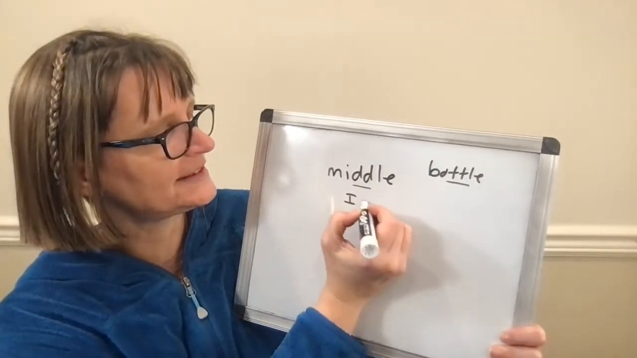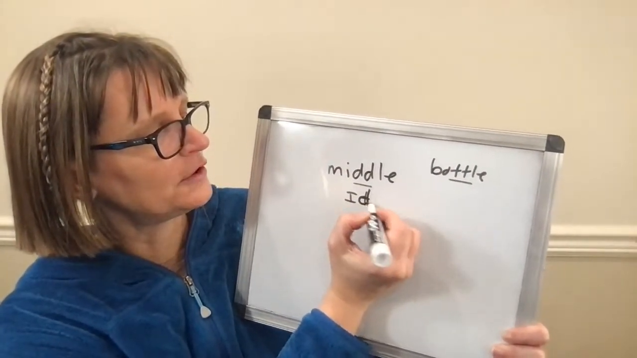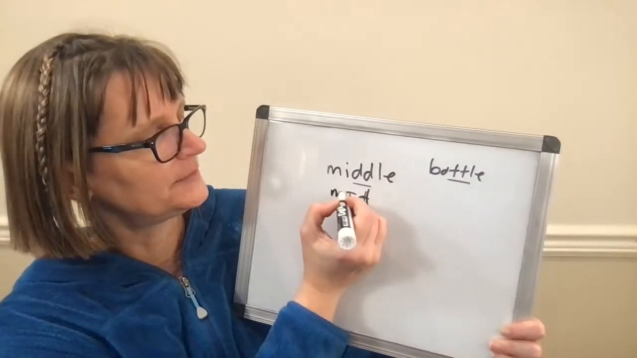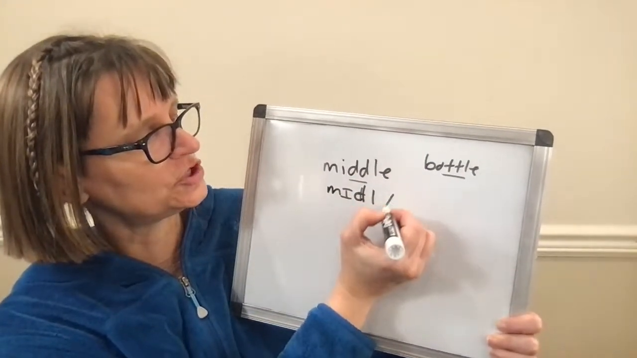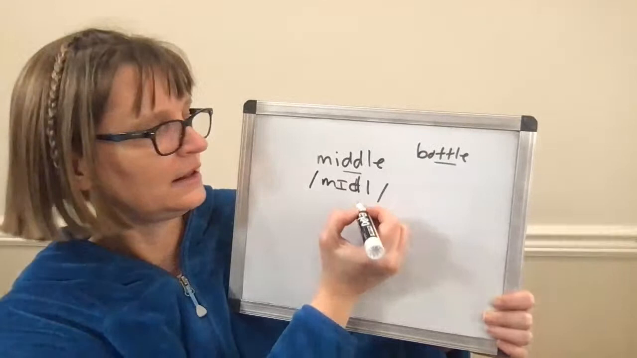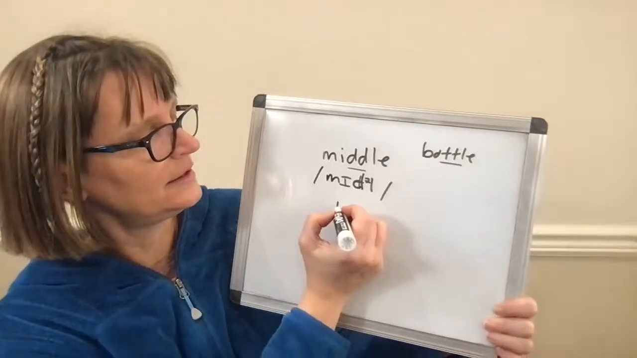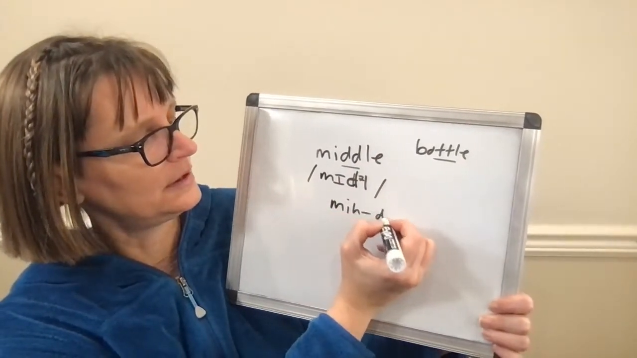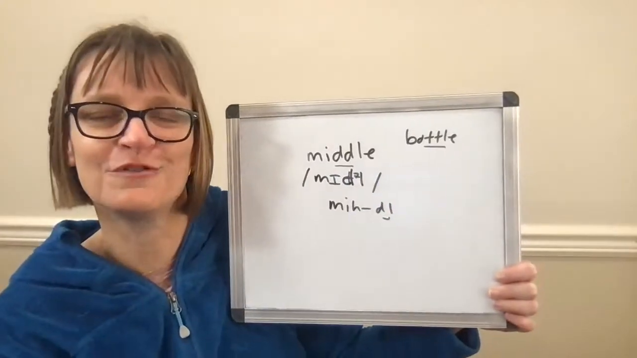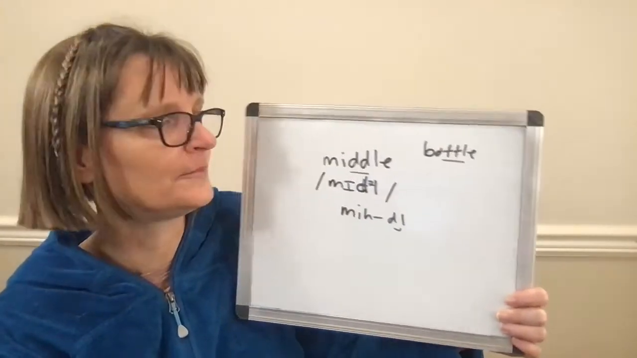So we have the I sound. In the dictionary, though, the middle is going to show it with a D. And then it's probably going to show either just an L or a schwa and an L. So thinking about it like middle, again, you're going to move quickly from the D to that dark L.